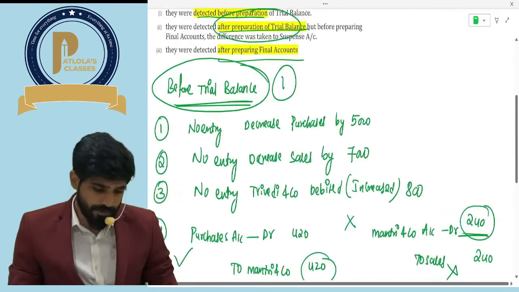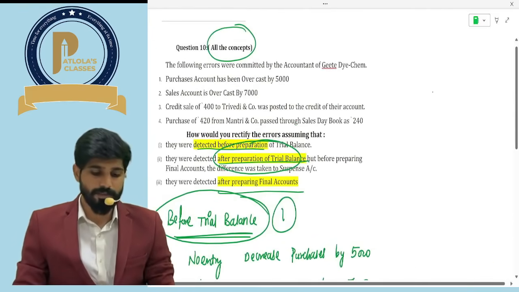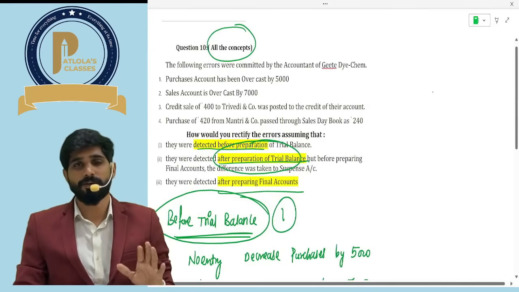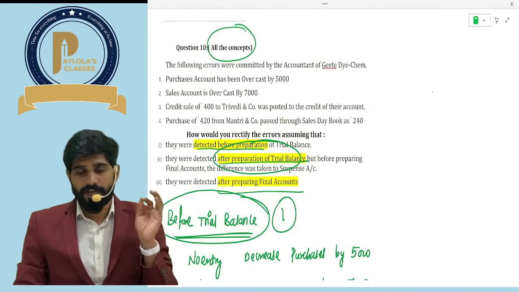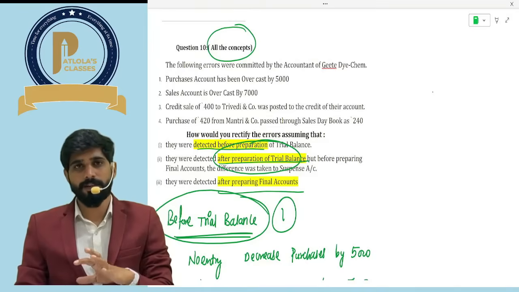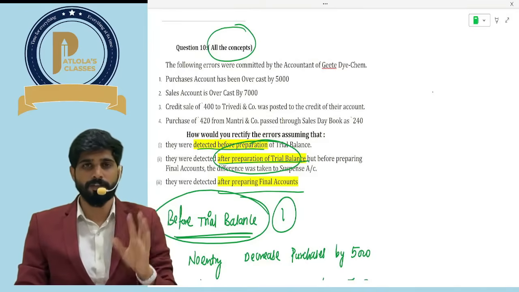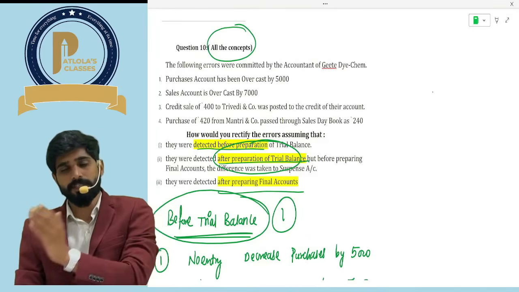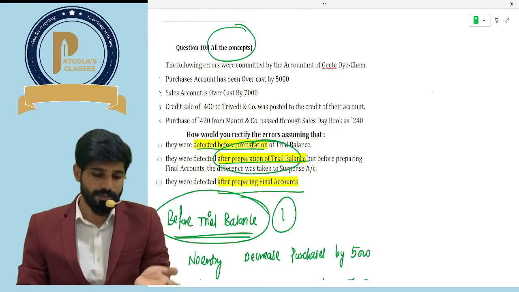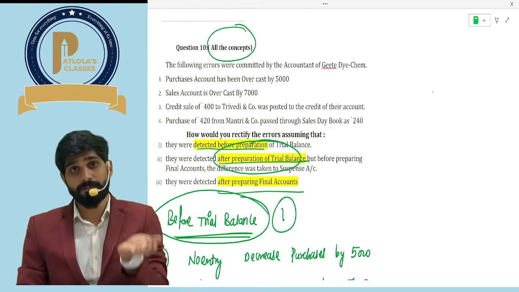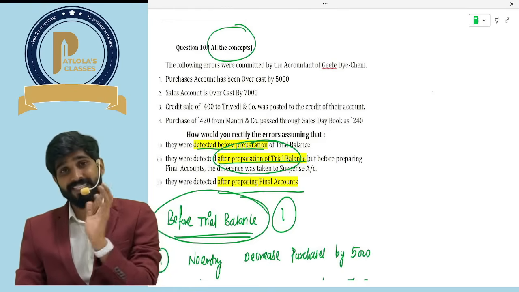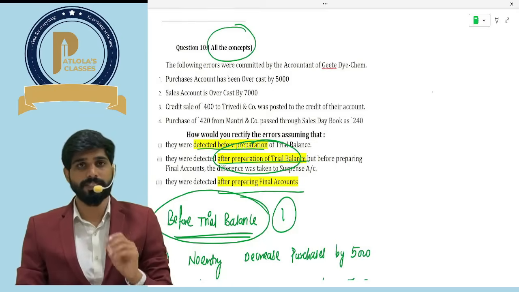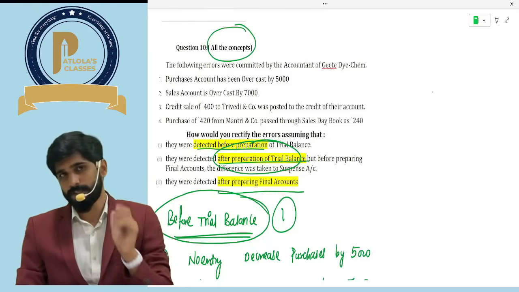Let us see the first case. What is the first case? Purchases has been overcast. Guys, now whatever mistake you have done, it's already gone to suspense. At this stage, that is after trial balance, every time it should be possible to write an entry, because whatever mistake you did is already sitting in a suspense account. Purchases is taken more. Can I say debit side is taken more? So credit side will be missing. How much will be missing on credit side? 5,000. We will put it to suspense.